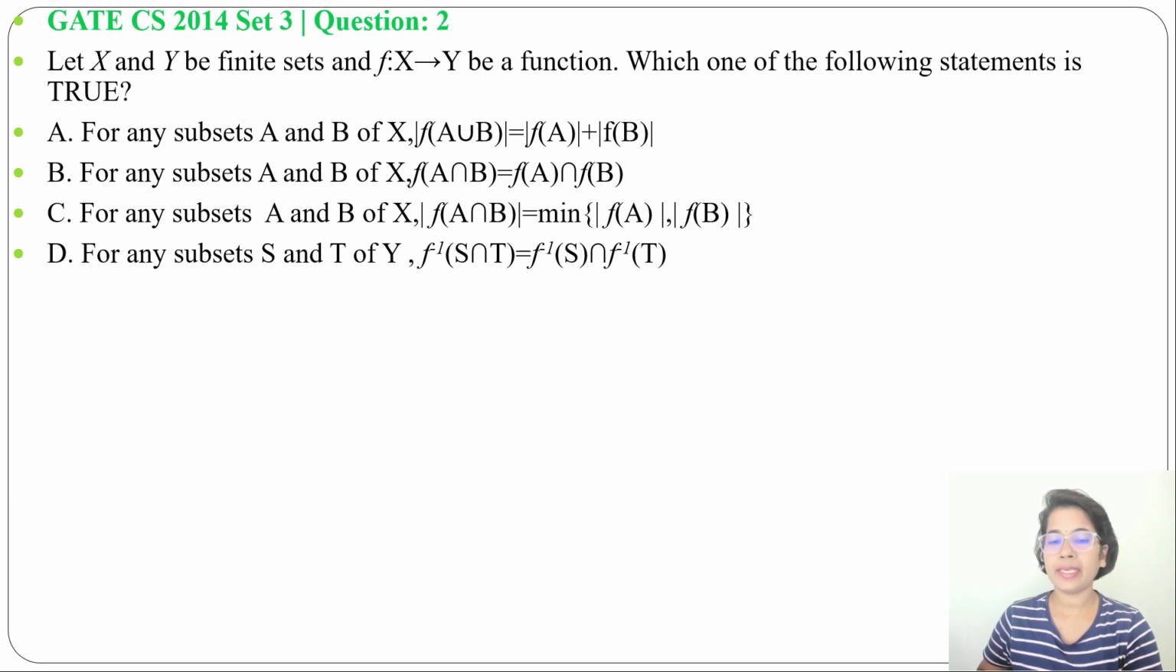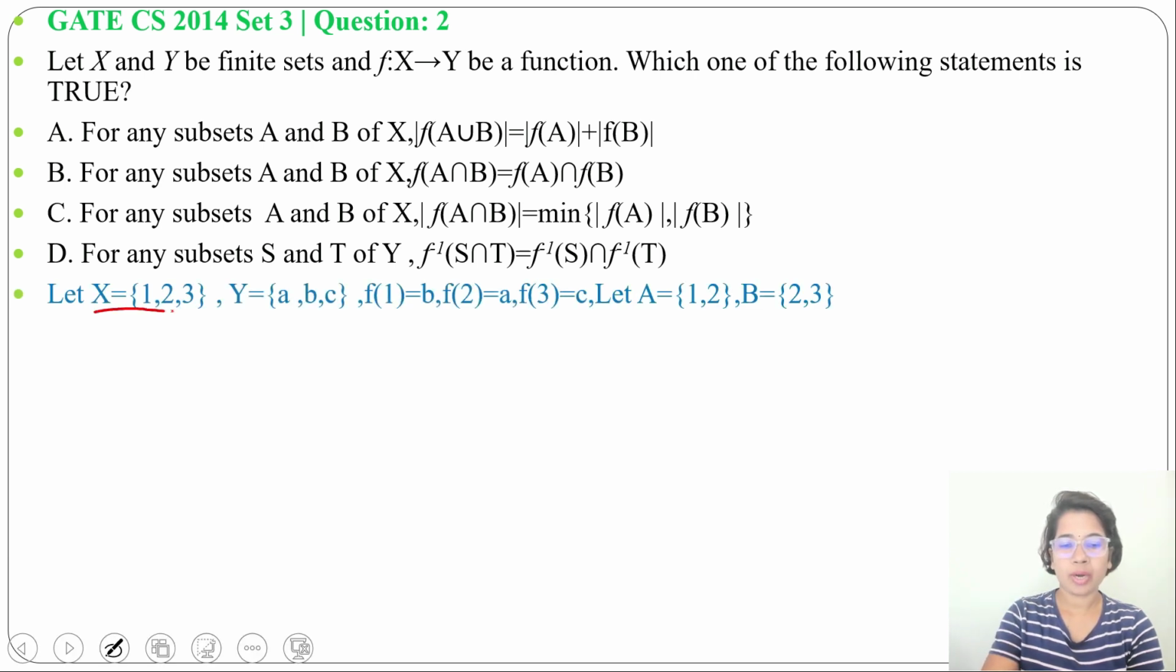Option A: for any subsets A and B of X, the cardinality of f(A ∪ B) equals the cardinality of f(A) plus the cardinality of f(B). Let me take an example: X contains 1, 2, 3, Y contains A, B, C, and f(1) = B, f(2) = A, f(3) = C. It is both one-to-one and onto. Here it is just written function, so you can take any type of function: one-to-one, onto, or bijection.